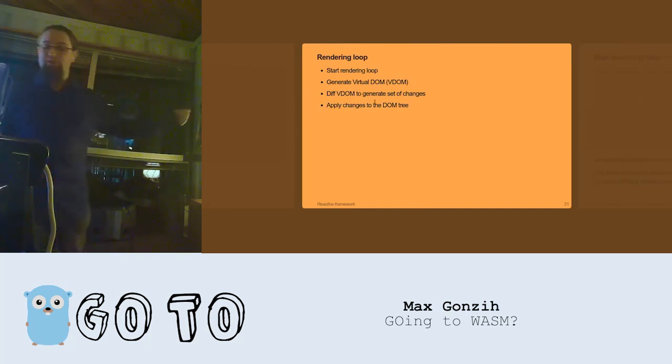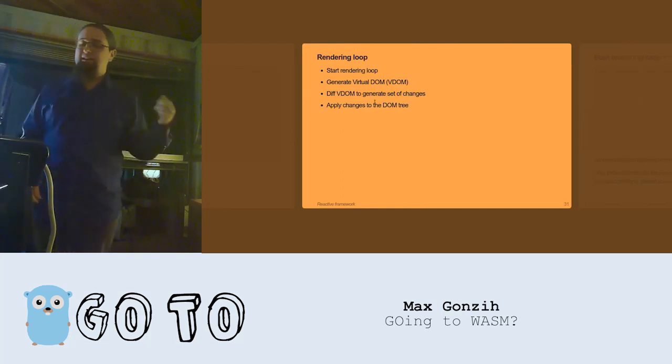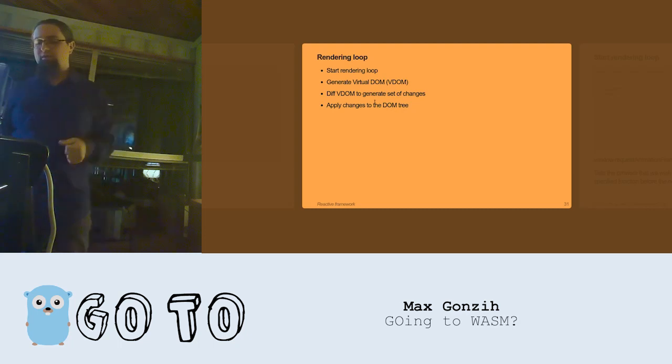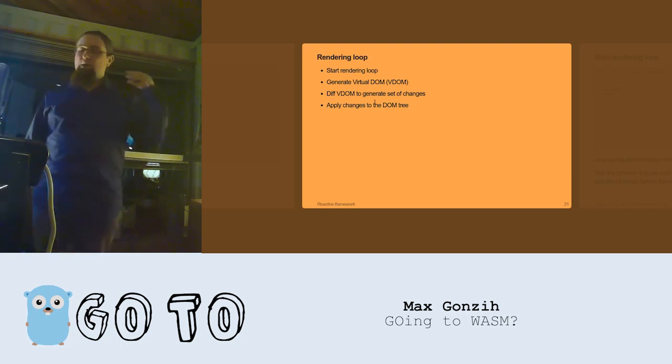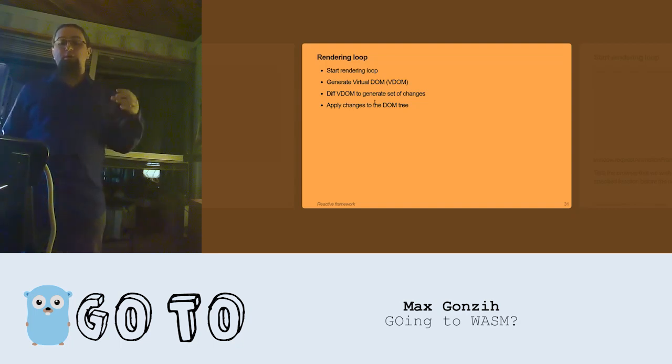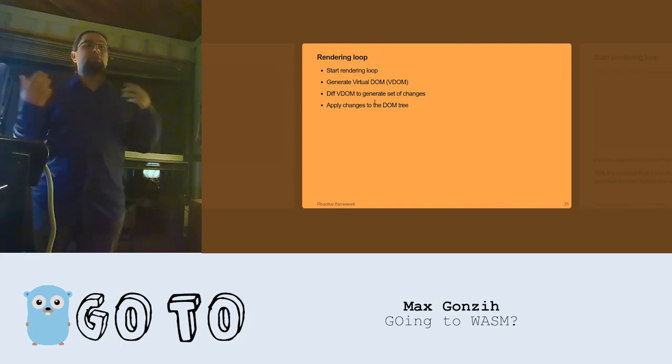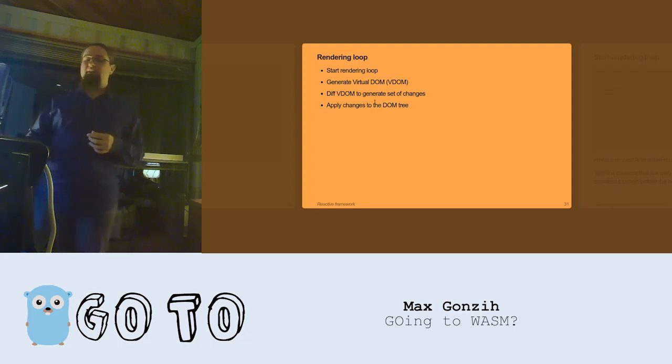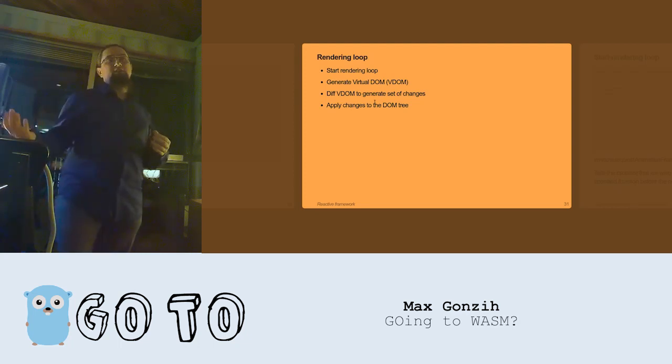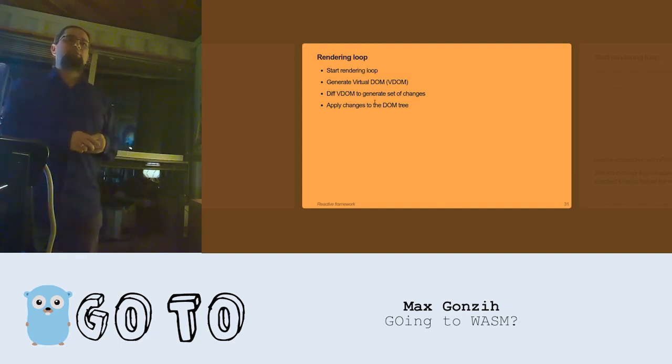Now, actually, the main thing is happening here: our rendering loop. We're going to start the rendering loop. We're going to generate a virtual DOM representation of our element tree. We're going to apply the diff. We're going to compute the difference between the previous and current version of the VDOM, right? And we're going to generate a set of changes. Then we're going to iterate over the changes and apply them to the real DOM tree, right?